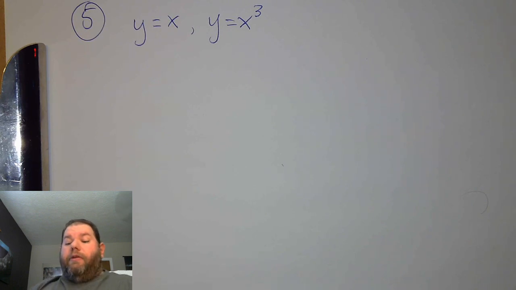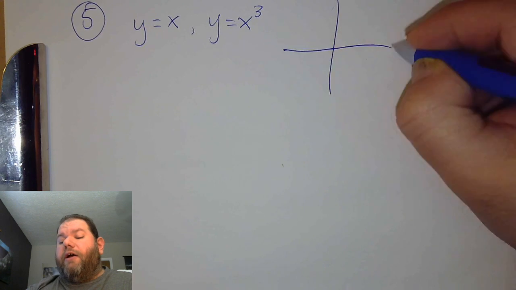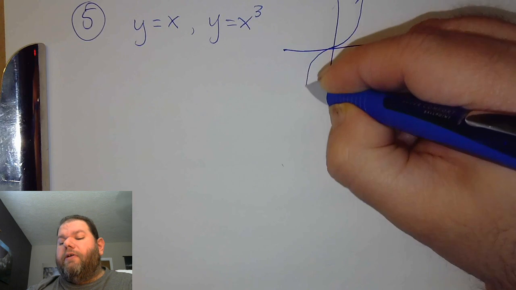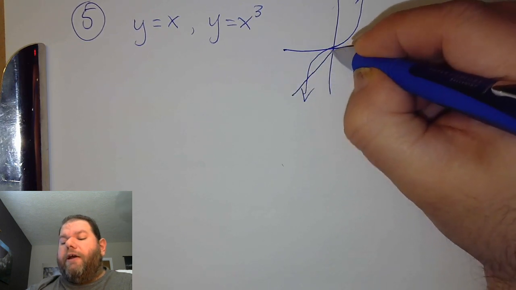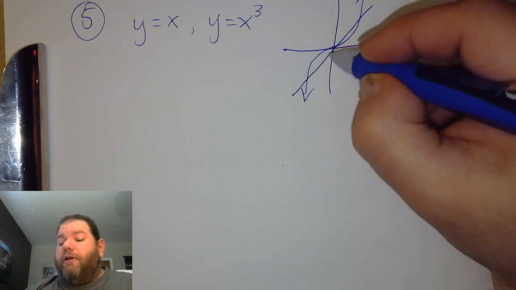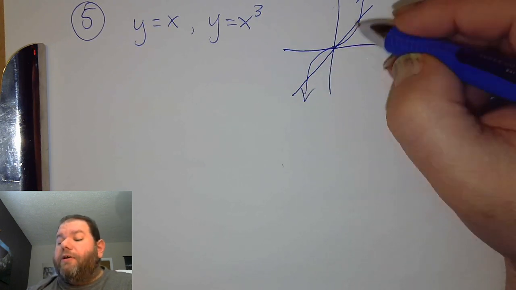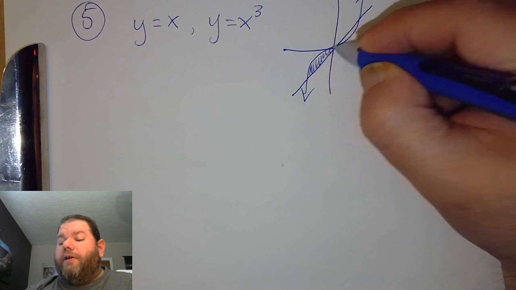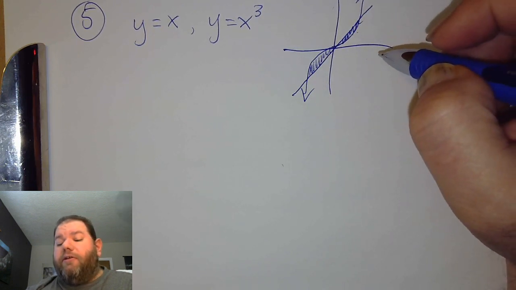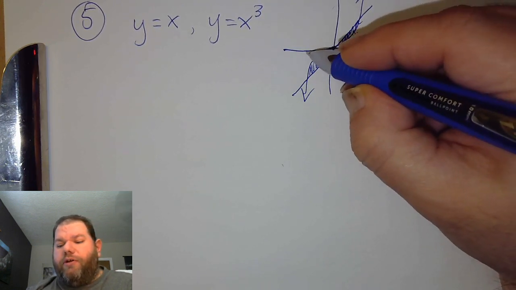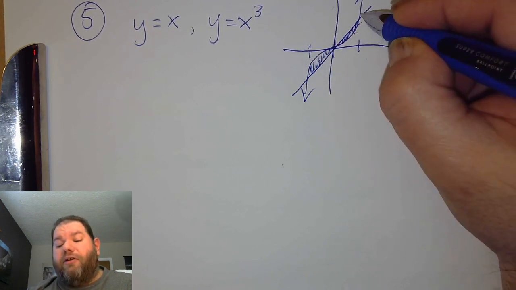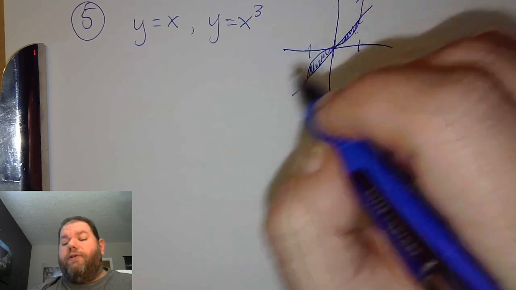Now, this one's a little tricky, because if we look at the graph, y equals x cubed looks something like this, whereas y equals x looks more like that, although I could have drawn that a little bit better. I apologize. But what happens is we end up with two different shaded regions that we'll have to find. There's one, and we actually have 3 points of intersection between these two functions.